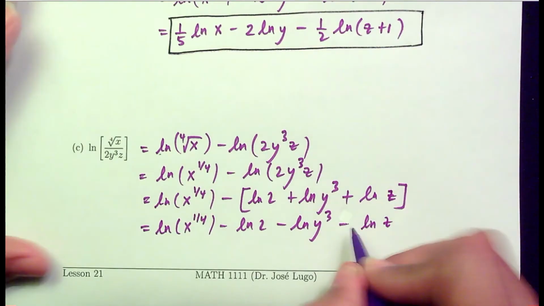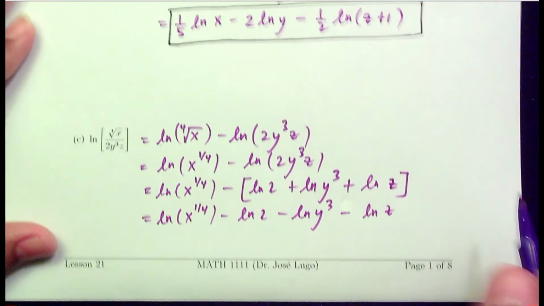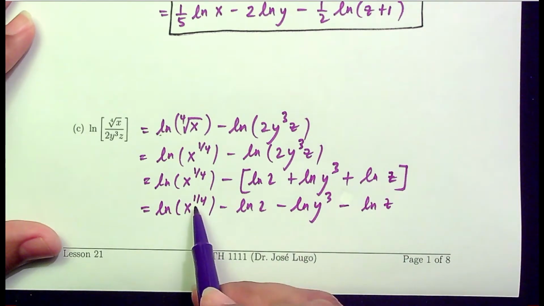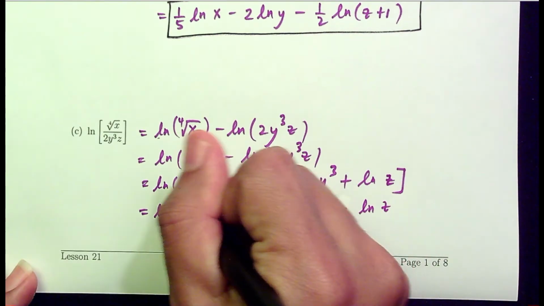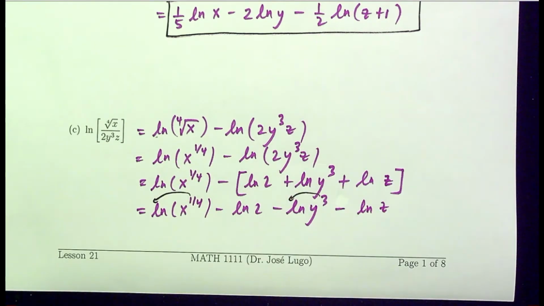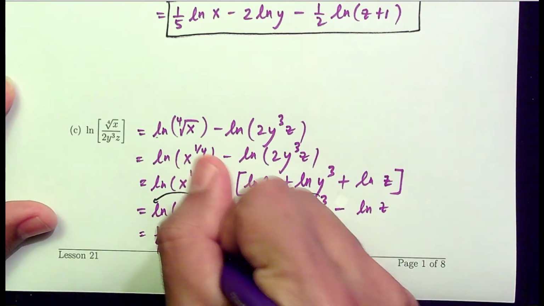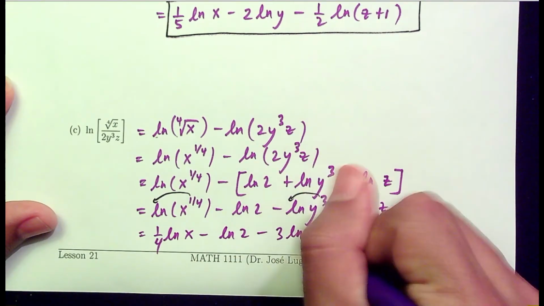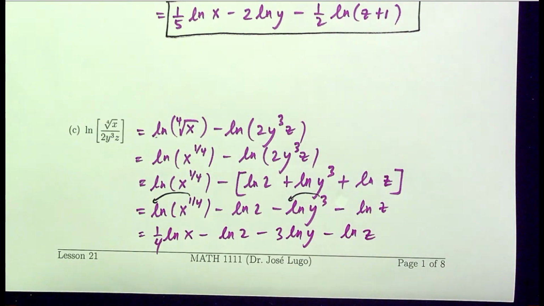Okay. And lastly, now I'm going to bring all those exponents, so this one and that one, all the way to the front. So that one goes to the front, and this one goes to the front. So it's gonna end up being 1/4 ln of x minus ln of 2 minus 3 ln of y minus ln of z. And that would be the end.